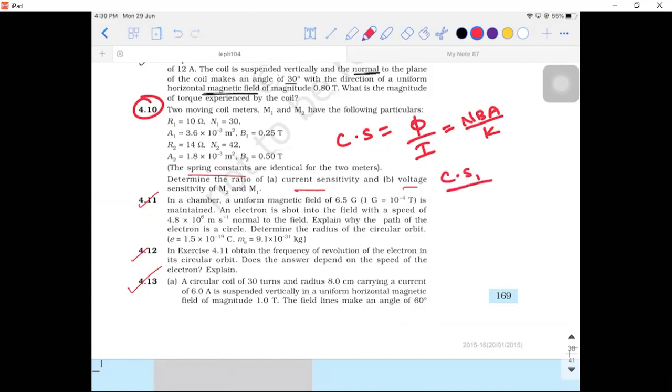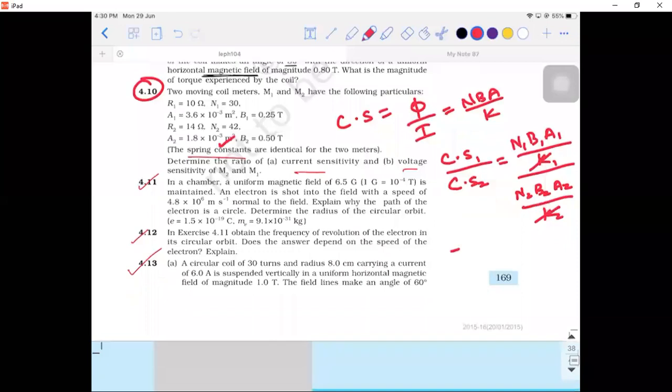So the current sensitivity of the first galvanometer divided by the current sensitivity of the second galvanometer will be N1 B1 A1 divided by K1, divided by N2 B2 A2 divided by K2. But what will get cancelled? K1 and K2 will get cancelled because the spring constants are the same. So just substitute the values, and we will get the answer.